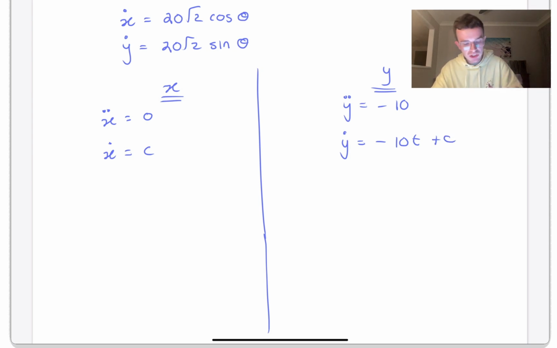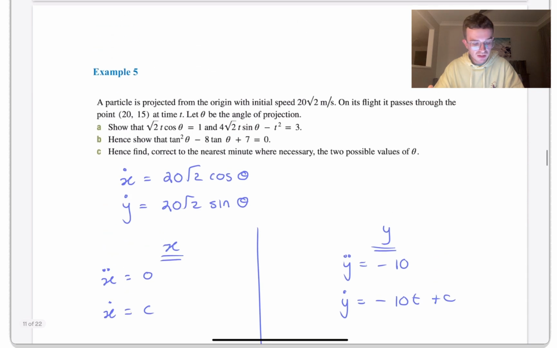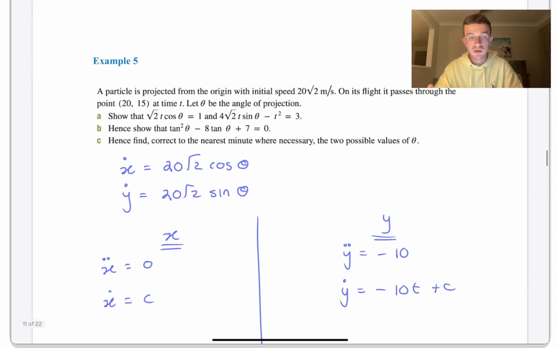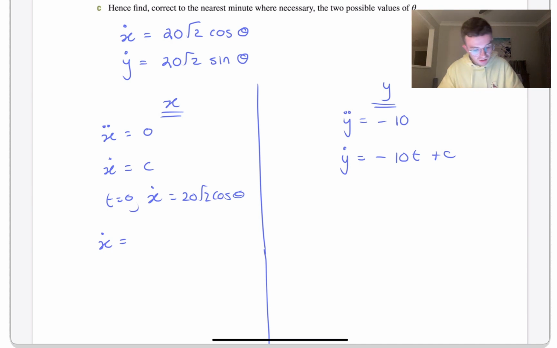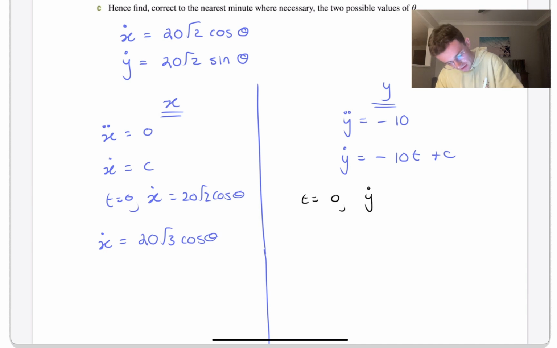Now let's apply our initial conditions. This is different from the previous example because this particle is starting at the origin, which means that when t is equal to 0, our initial x velocity, x dot, is 20 root 2 cos theta. So my initial velocity is 20 root 2 cos theta, so my constant is 20 root 3 cos theta. Now over here, when t equals 0, my initial y velocity is 20 root 2. Why did that change to a root 3?